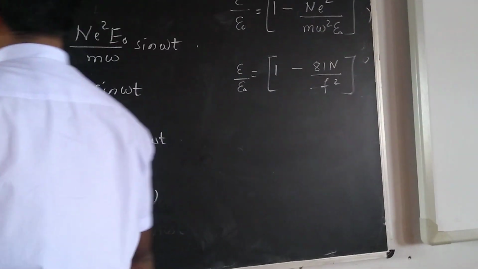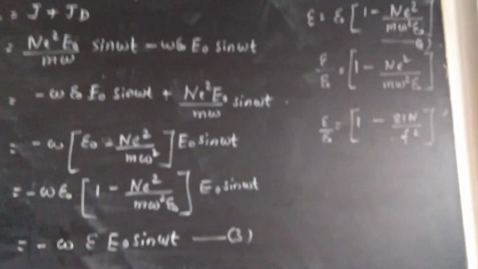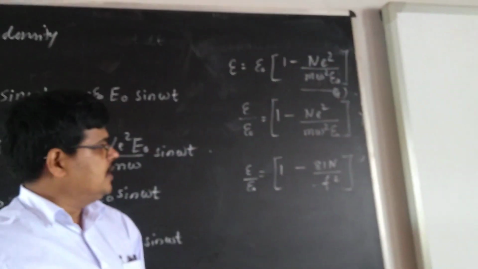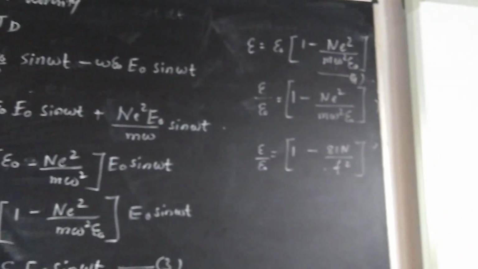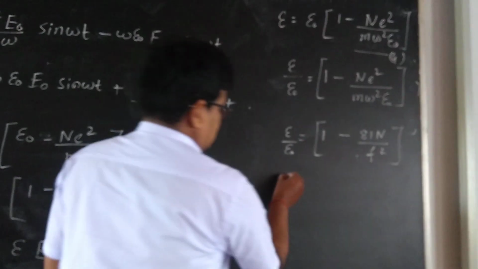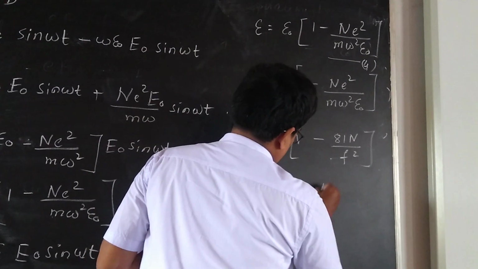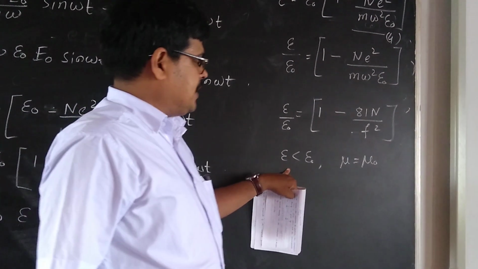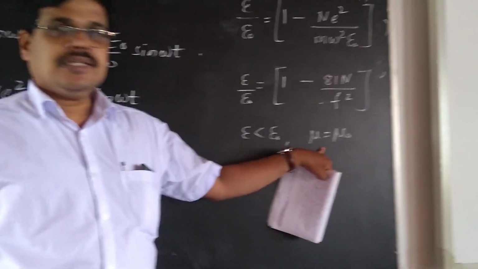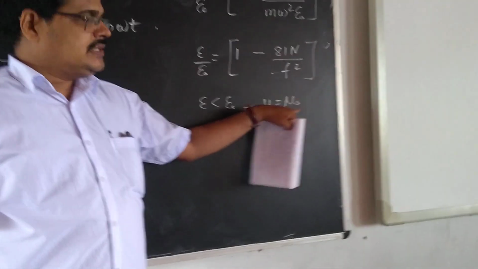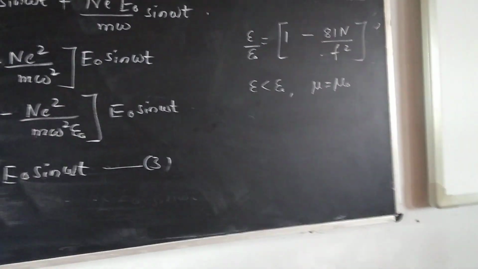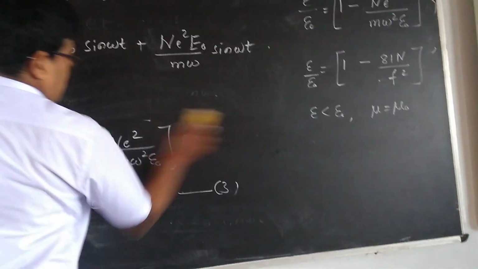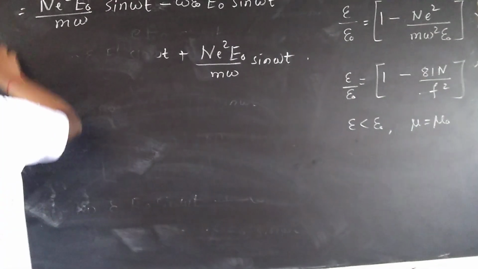Here epsilon divided by epsilon naught, but note that epsilon is less than epsilon naught, because in the ionosphere epsilon is less than epsilon naught, while mu is equal to mu naught. So electric permittivity is less, but magnetic permeability is the same, in the case of vacuum or air compared with the ionosphere.